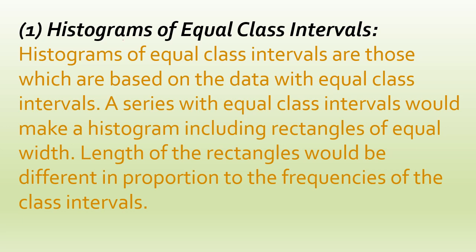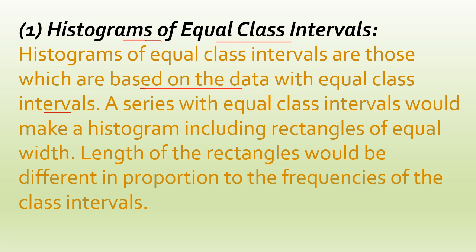So the first type is histograms of equal class intervals. Equal class intervals means the class size is equal. For example, if I say class intervals are like 0 to 10, 10 to 20, 20 to 30, that means class size is same, that is of 10. So histograms of equal class intervals are those which are based on the data with equal class intervals. If in the data the class intervals are equal and we are making a histogram based on that data, that would be a histogram of equal class intervals.